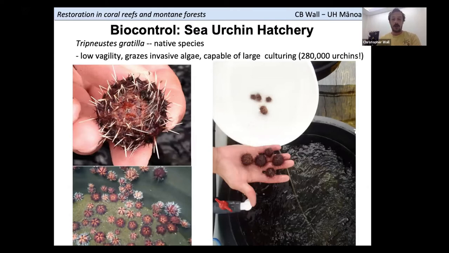They were able to culture it in large quantities and were able to get over 280,000 urchins cultured and then put those out on the reef, which is a lot of time. But these little guys can crawl into all the little crevices in the reef and eat the little algae inside there. They're natural hunters for algae. So it was a really fantastic experiment.